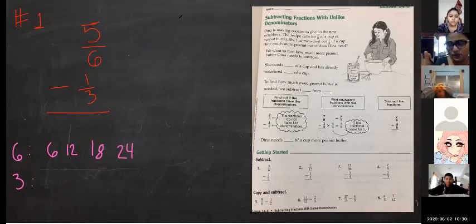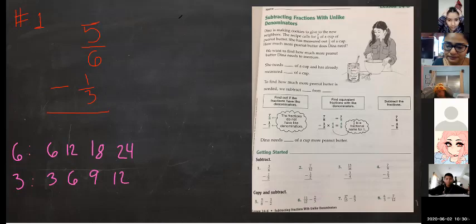Okay, let's stop here and now let's start with the table of 3. 3 times 1, 3. 3 times 2, 6. 3 times 3, 9. 3 times 4, 12. Do we have a number in common? Yes, 6. What number? 6 and 12.